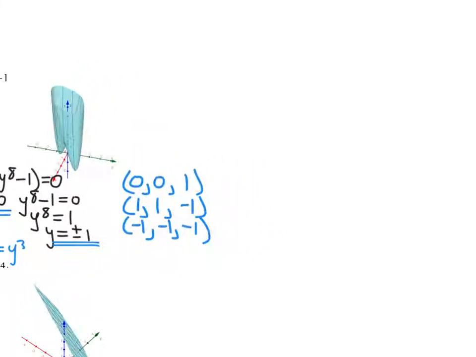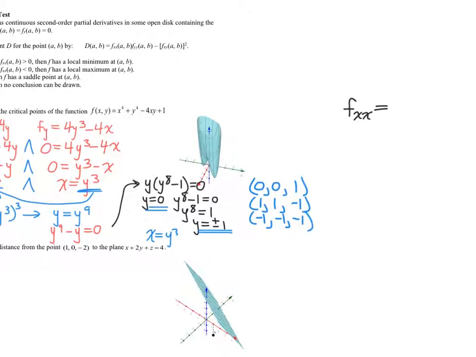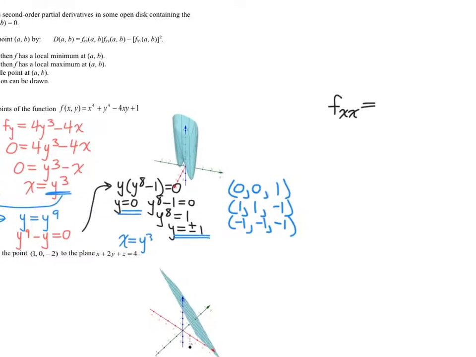So I need my second order partial with respect to x, which requires me to see my x, 12x squared.